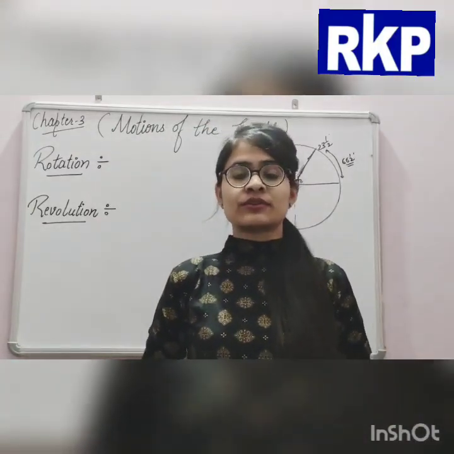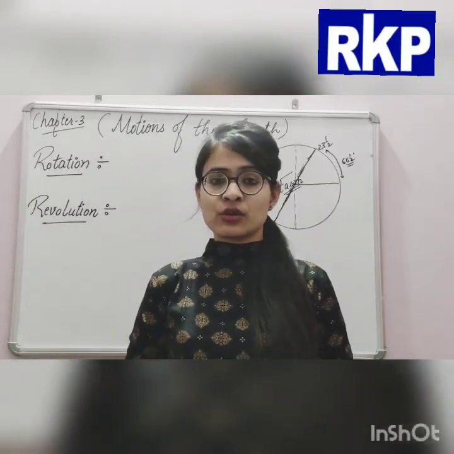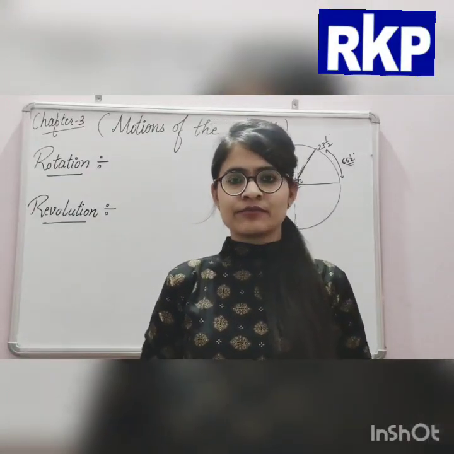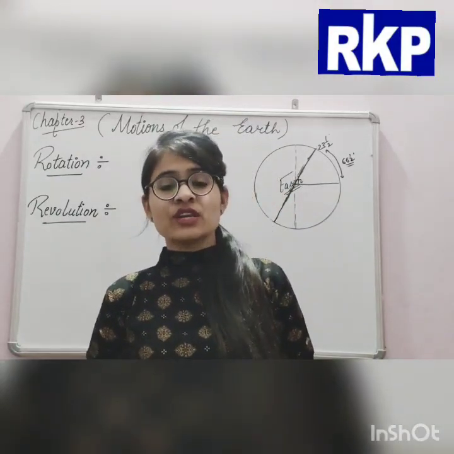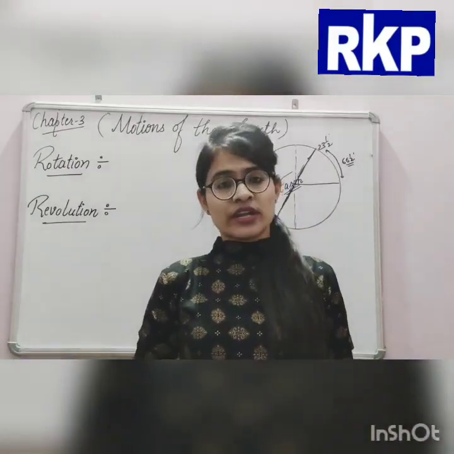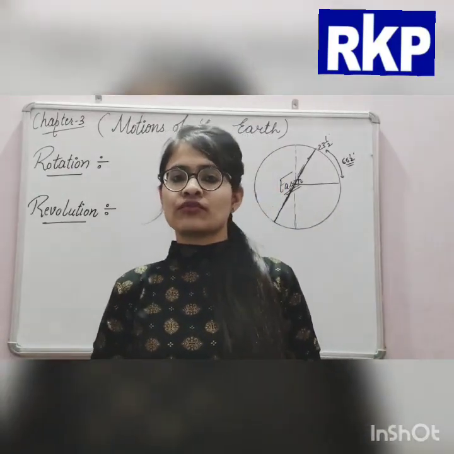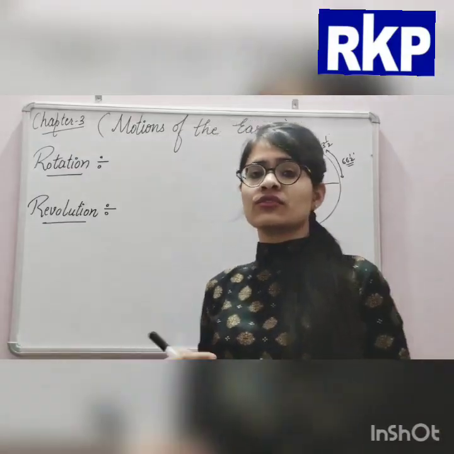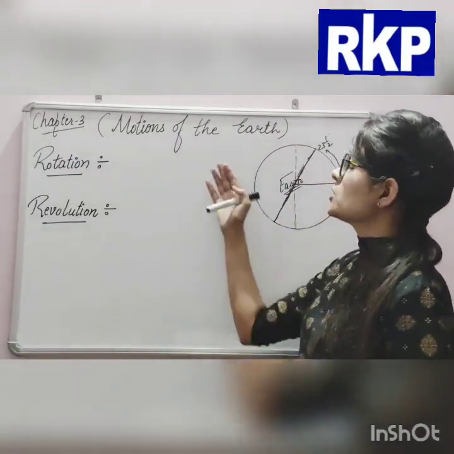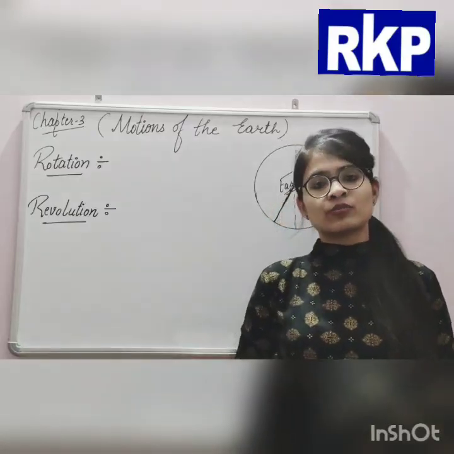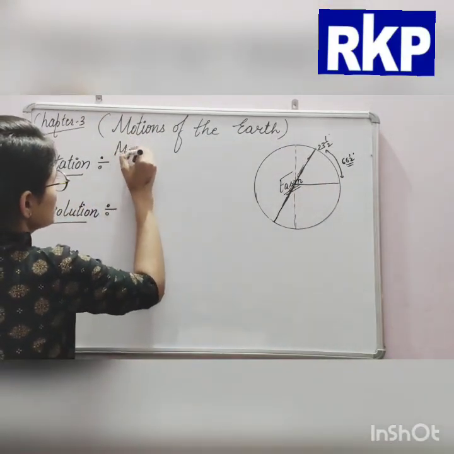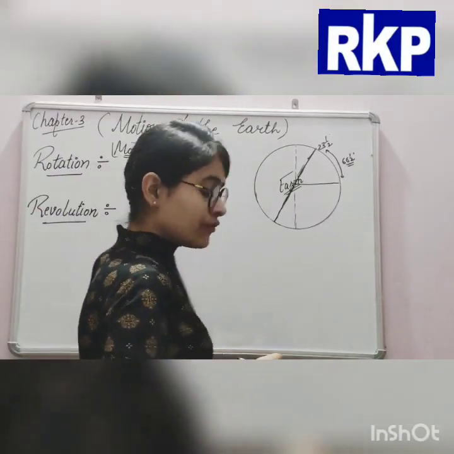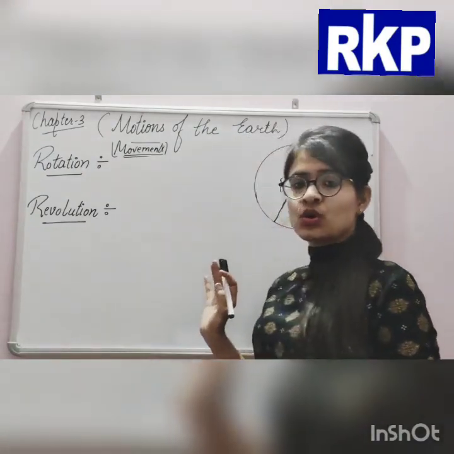In the previous chapter, we discussed our globe, latitudes, longitudes, how we can measure time, what standard time is, and how we can locate a place. Now in this chapter, we are going to discuss the motions of the earth. What is earth? Earth is the planet on which we live. Motions are the movements. So in this chapter we will be discussing the movements of the earth.